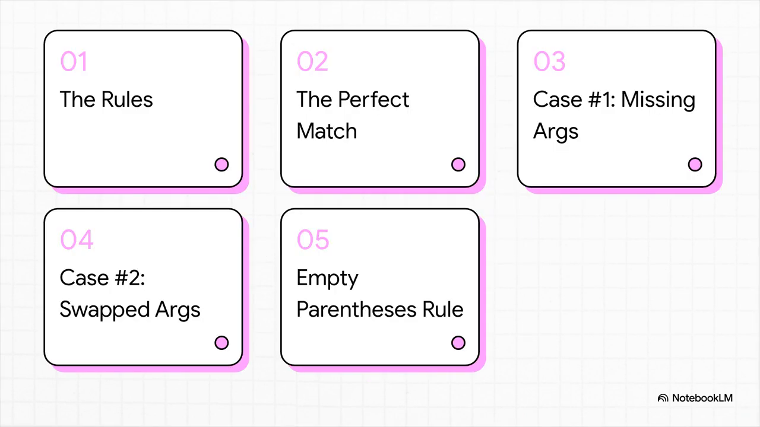So today, we're going to be code detectives. We're going to lay down the rules of the function, see what a perfect call looks like, and then investigate two classic cases. What happens when arguments go missing, and what happens when you get them swapped around. And yeah, we'll even solve the mystery of those empty parentheses.